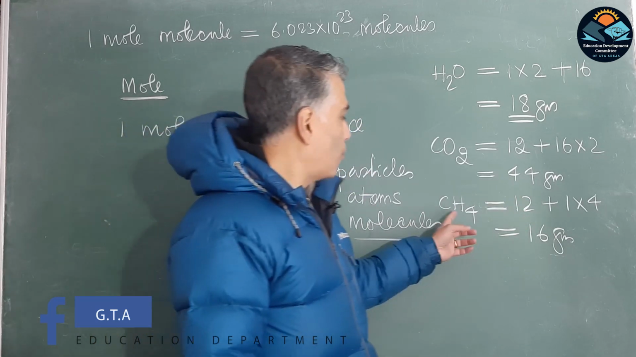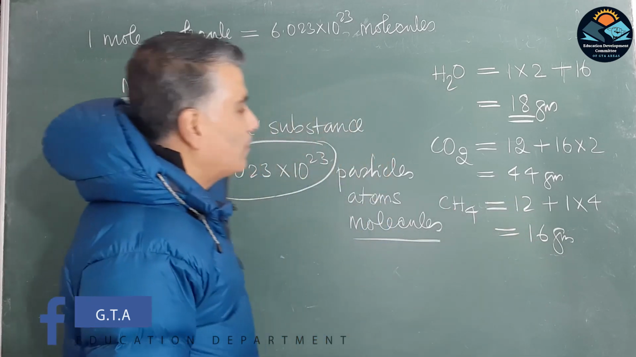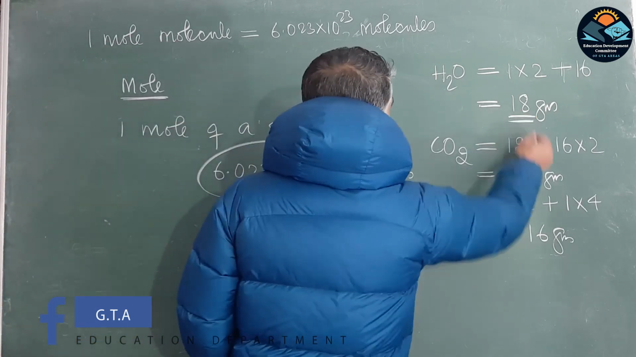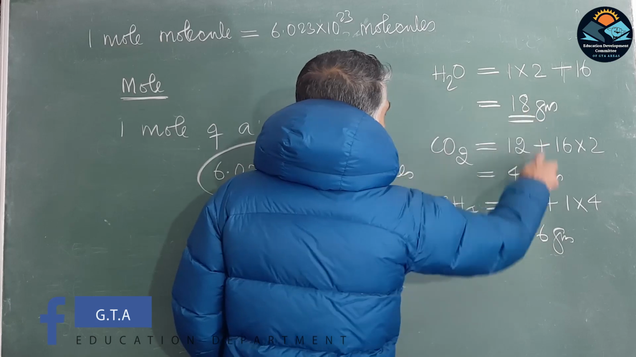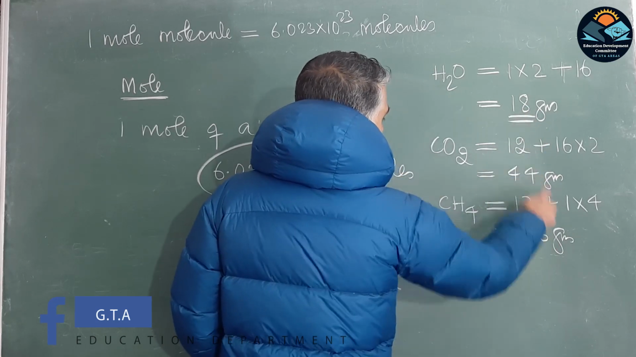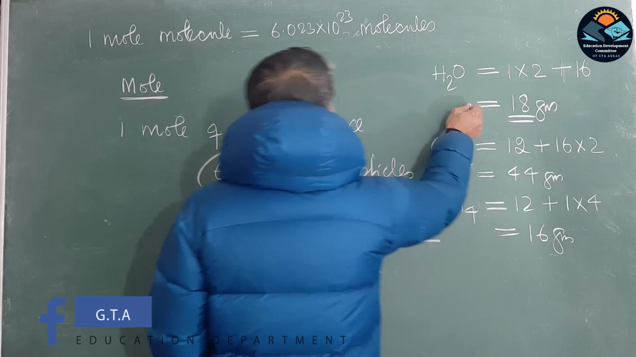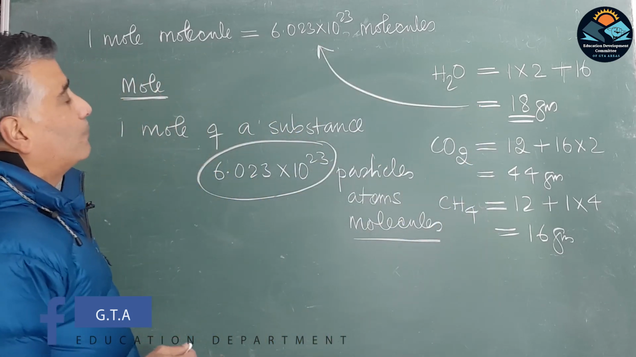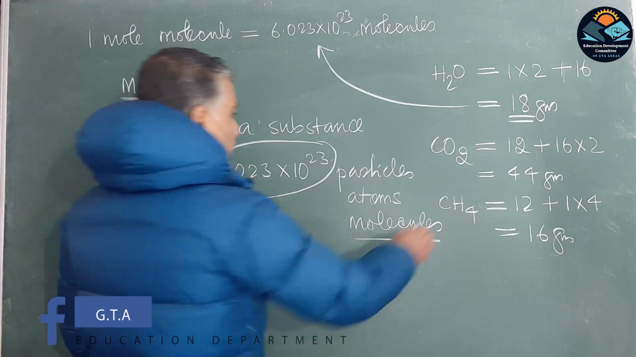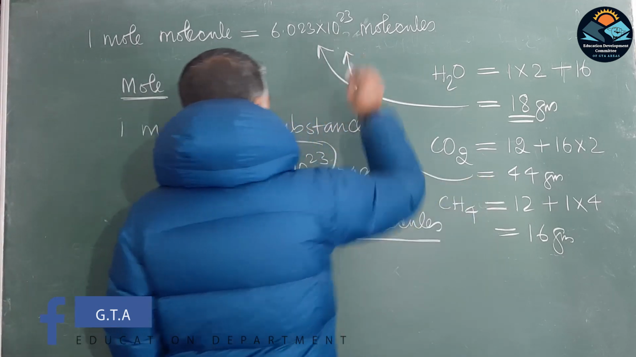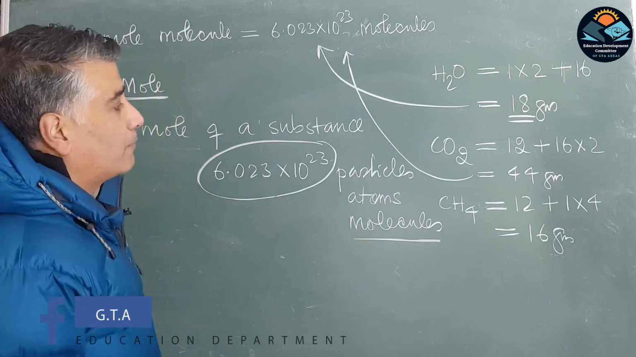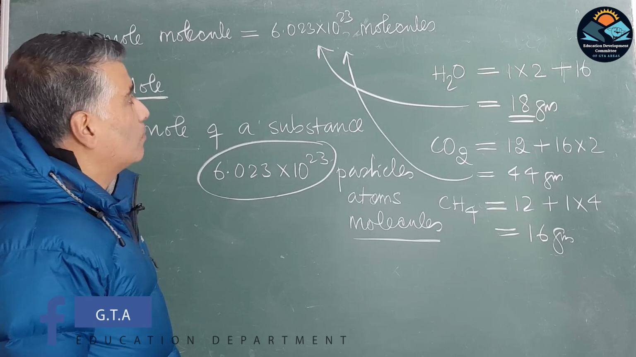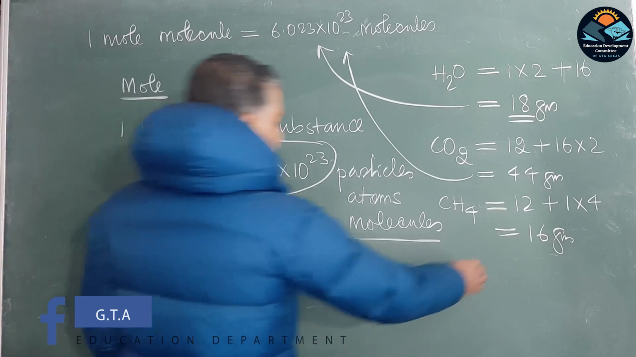44 grams. How much does 1 gram molecular mass of methane weigh? 16 grams. Okay. But amazingly, these masses, that is gram molecular masses or molecular masses taken in grams, all contain these many molecules. For example, 18 grams of water will have those many molecules, and 44 grams of carbon dioxide, which is 1 gram molecular mass of carbon dioxide, will have these many molecules of carbon dioxide.